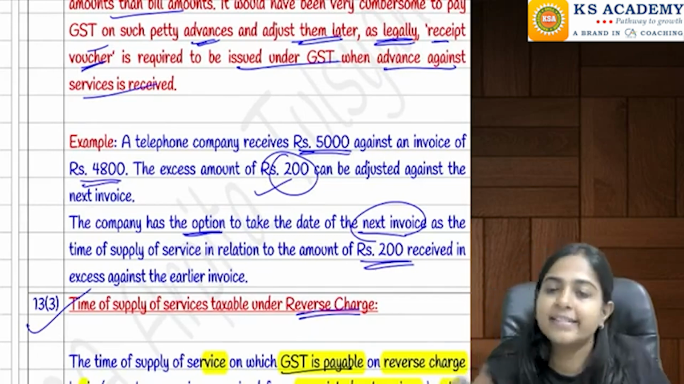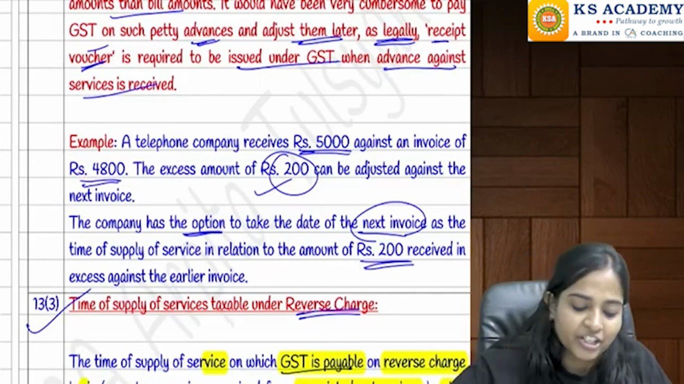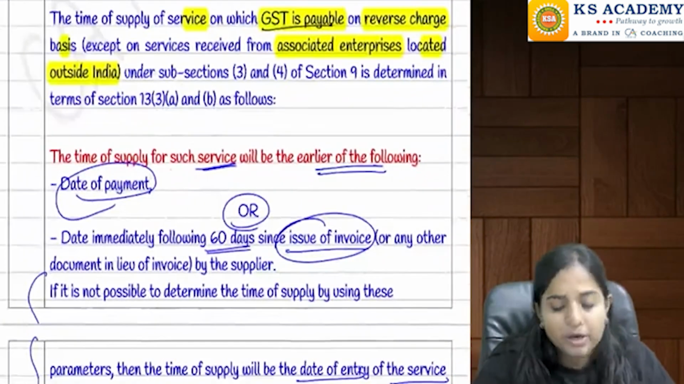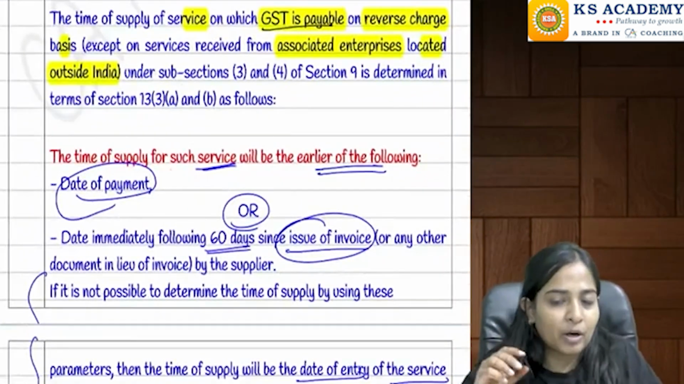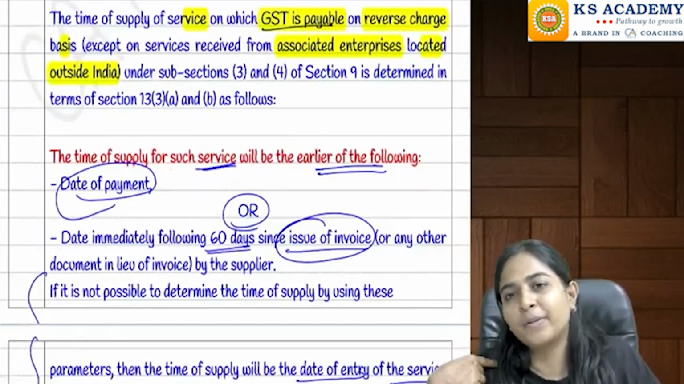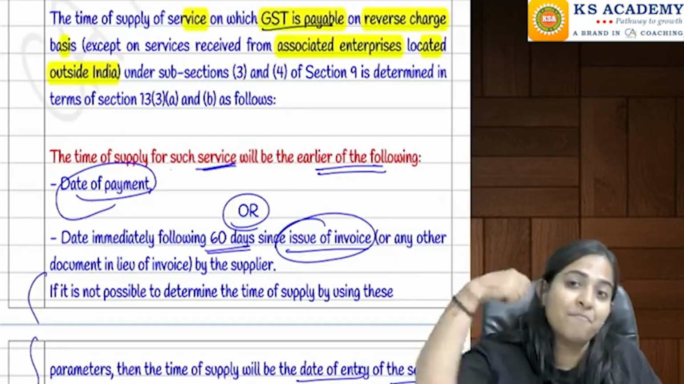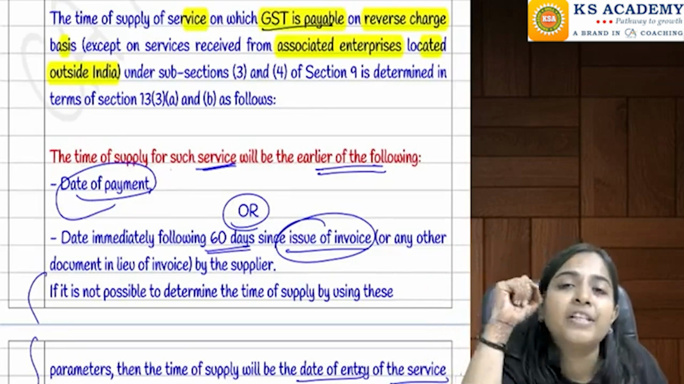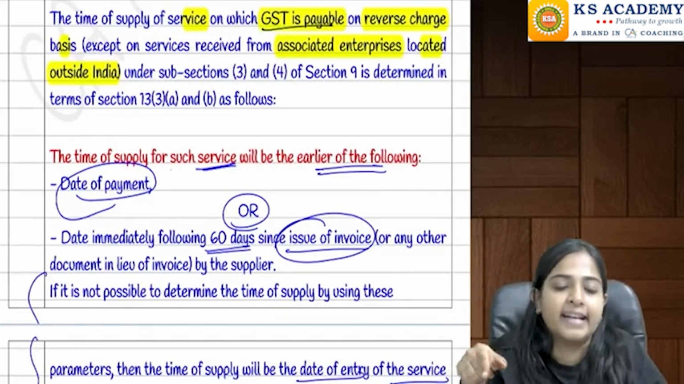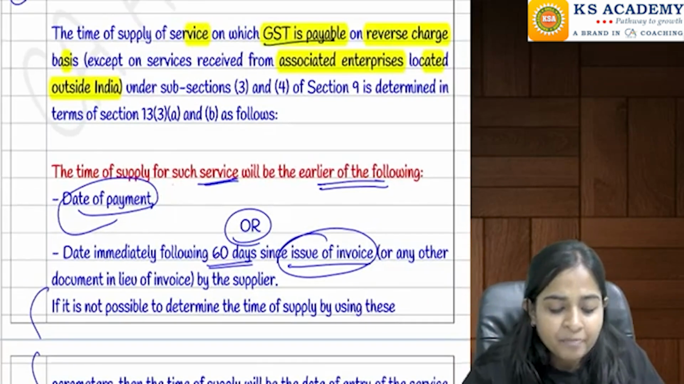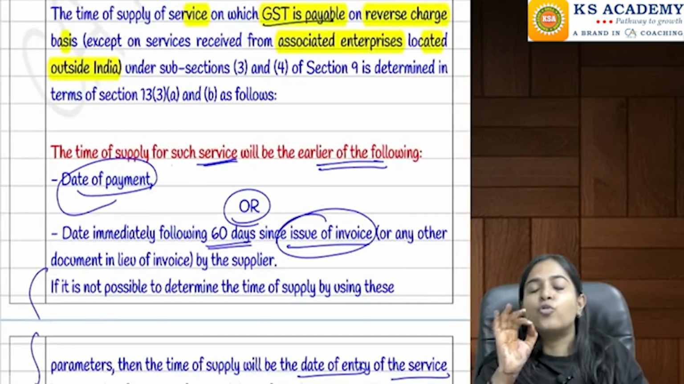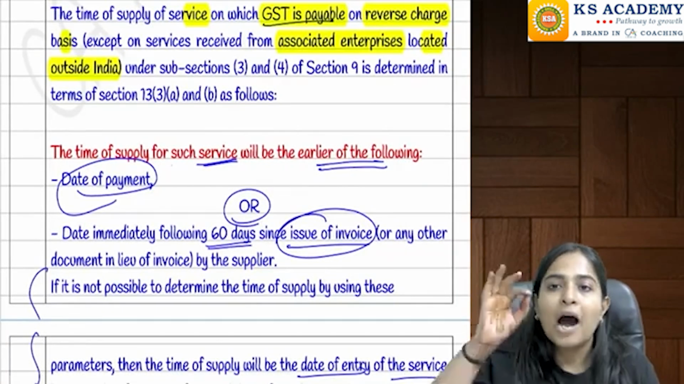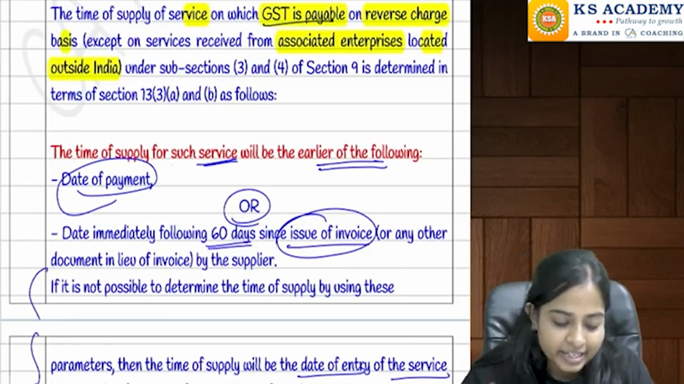In that case, there are 2 dates. Out of these 2, we'll take whichever is earlier, as you can see here on the board. One is the date of payment. Now, if it is reverse charge, we have to think from the recipient's point of view. So, the date of making the payment or the 61st day, that is the day following 60 days, from the date of issue of invoice. Out of these 2, we can take whichever is earlier.